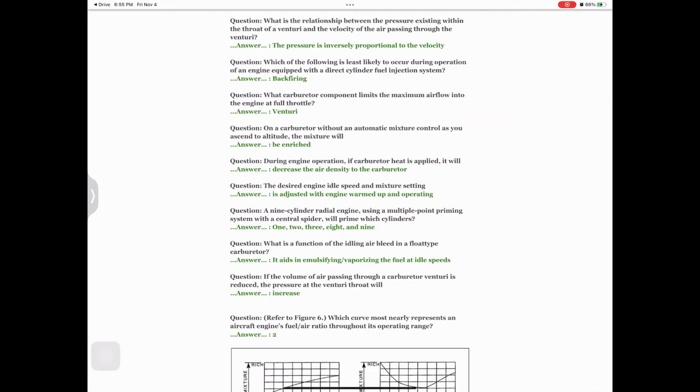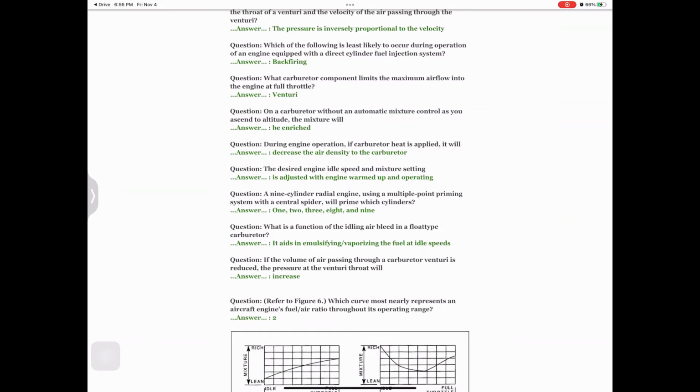Question: a 9-cylinder radial engine, using a multiple point priming system with a central spider, will prime which cylinders? Answer: 1, 2, 3, 8, and 9. Question: what is a function of the idling air bleed in a float-type carburetor? Answer: it aids in emulsifying, vaporizing the fuel at idle speeds. Question: if the volume of air passing through a carburetor venturi is reduced, the pressure at the venturi throat will, answer, increase.